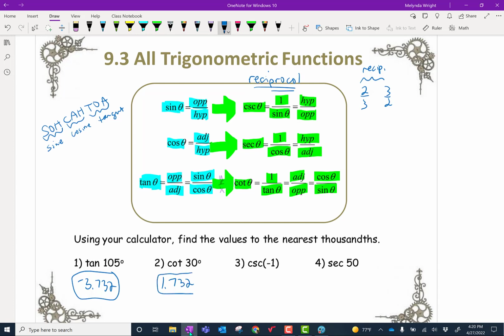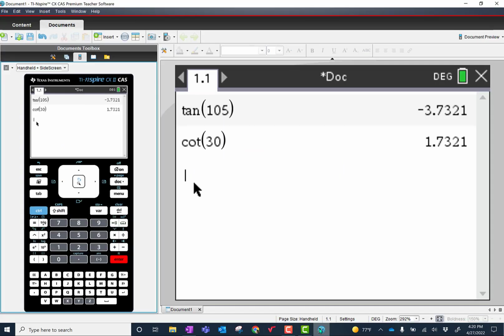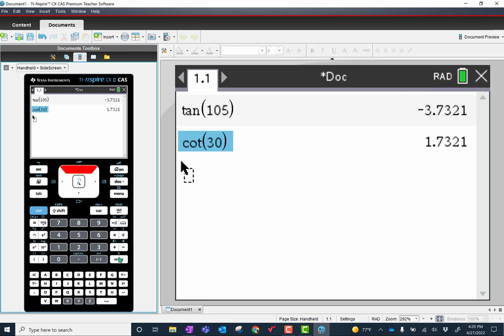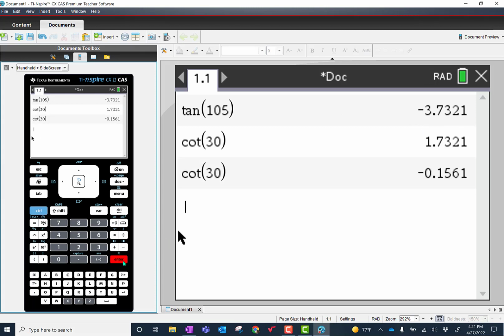Now, I want to talk about on the calculator the huge difference between radians and degrees. It's really important that you have this in correctly, because I want to demonstrate to you that cotangent of 30 degrees, which is 1.732, is vastly different than cotangent of 30 radians. See, that is really, really different.